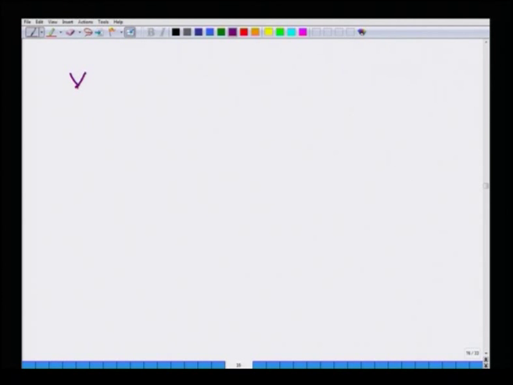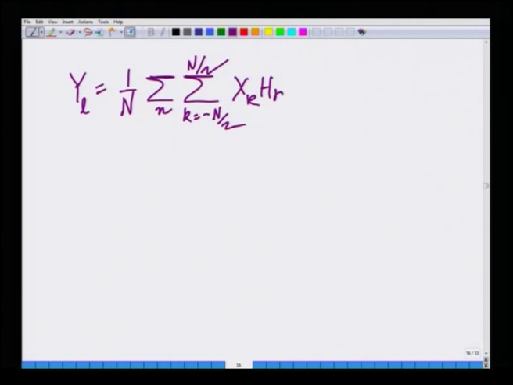and this Y L can be shown to be equal to 1 over N summation over n. I am substituting now the expression for y n that we have, which is summation k equals minus N by 2 to N by 2 x k h k e power j 2 pi n k divided by N, times e power minus j 2 pi n L divided by N, plus w tilde of L.